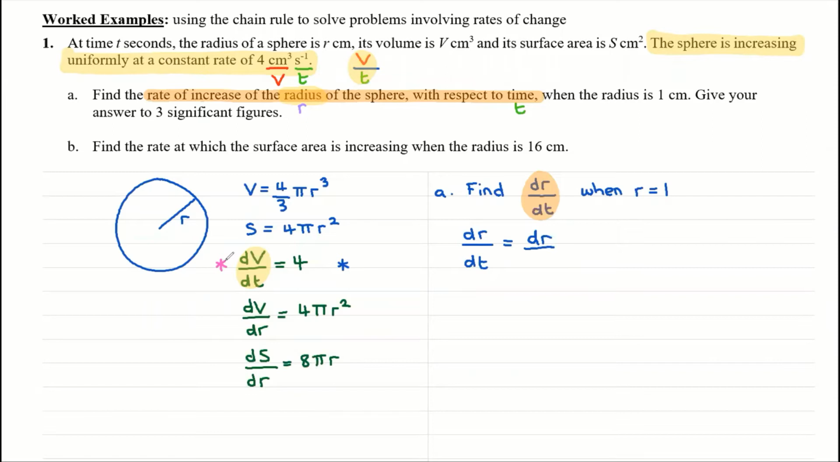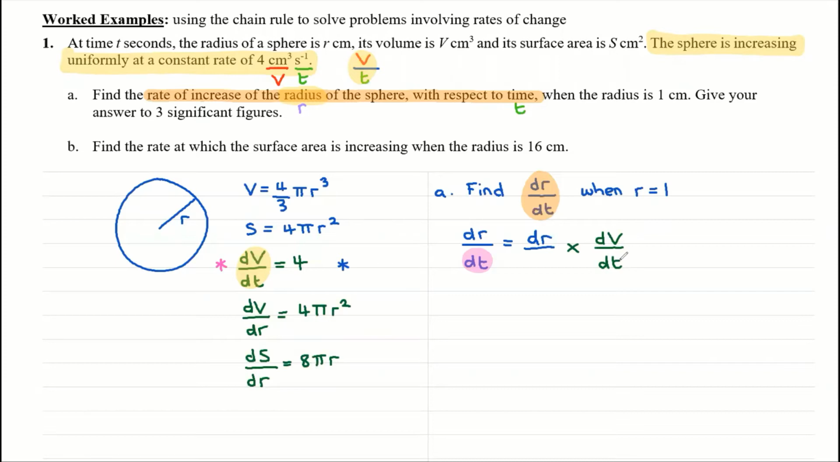So I know I'm going to be using dv by dt. And I also know that I need to have a dt in the denominator over here. I've got to have a dt in the denominator. So let's put the dv by dt in there. Now that's good because that gives me the dr in the numerator and the dt in the denominator.